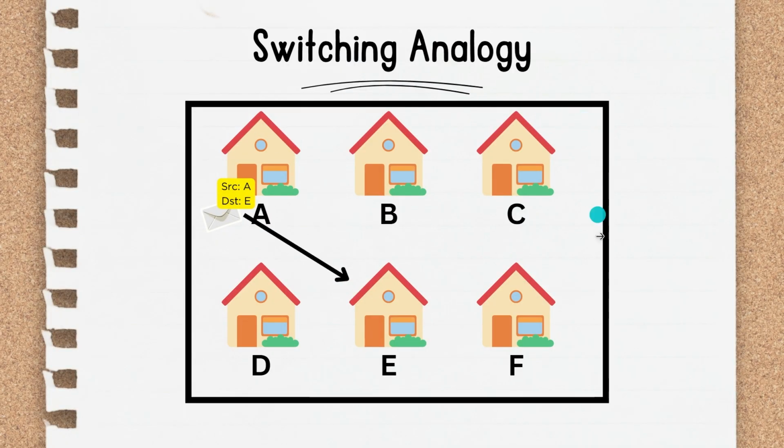So imagine there is one society with some houses, and each house is mapped to some identification number. Let's say this house is identified as house A, house B, and so on. Now let's say someone in house A wants to talk to someone in house E. As they are living in the same society, they know the address of each other, and they can just pass using the destination house. So they'll write source and destination as A and E, and that's how they are able to talk. This is nothing but the switching analogy.